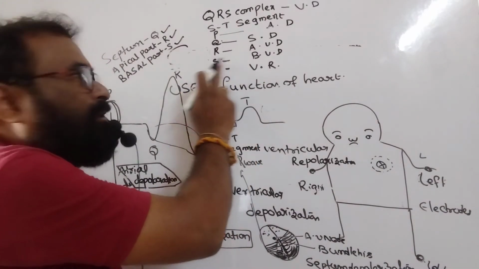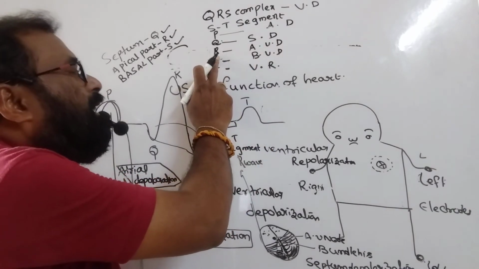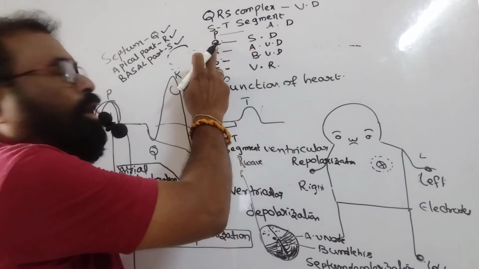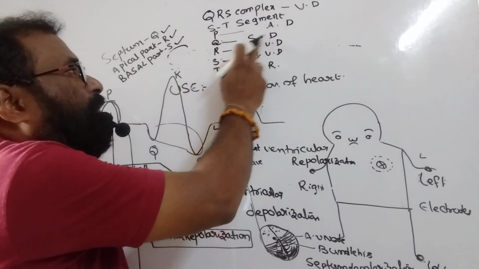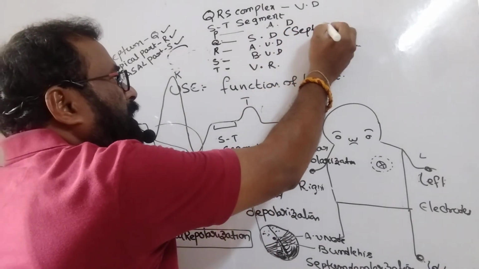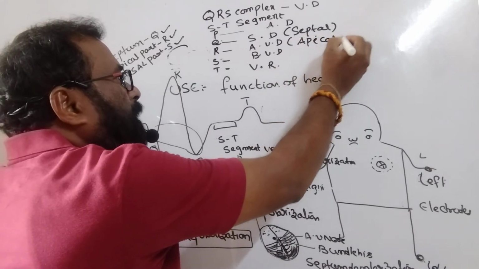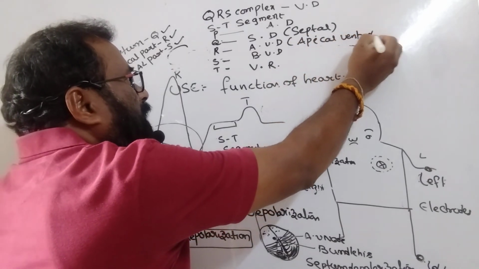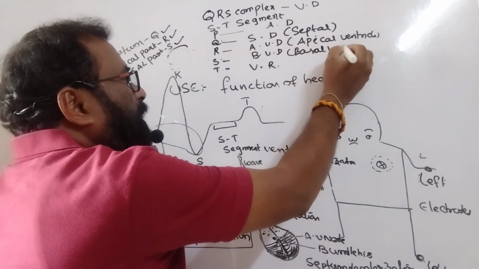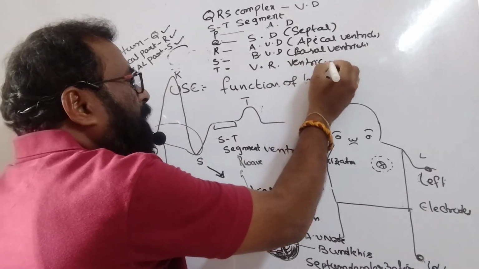The S wave indicates basal ventricular depolarization. The R wave indicates apical ventricular depolarization. The Q wave indicates septal depolarization. Q stands for septal depolarization, R stands for the apical part of the ventricle getting depolarized, S is the basal part of the ventricle getting depolarized, and the T wave is ventricular repolarization.